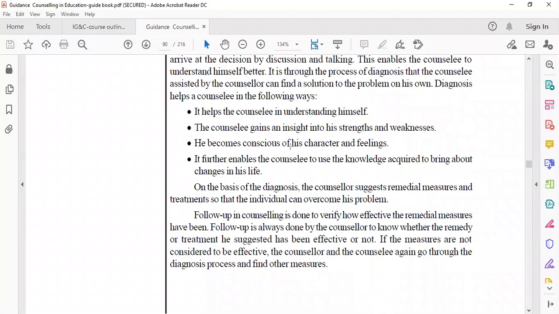Any other question, please? Sir, as you told, in a semi-structured interview the questions are pre-planned and the teacher asks question to question. Then what is a non-structured interview? Very good. A non-structured interview is an interview in which the teacher doesn't have any pre-planned interview questions.